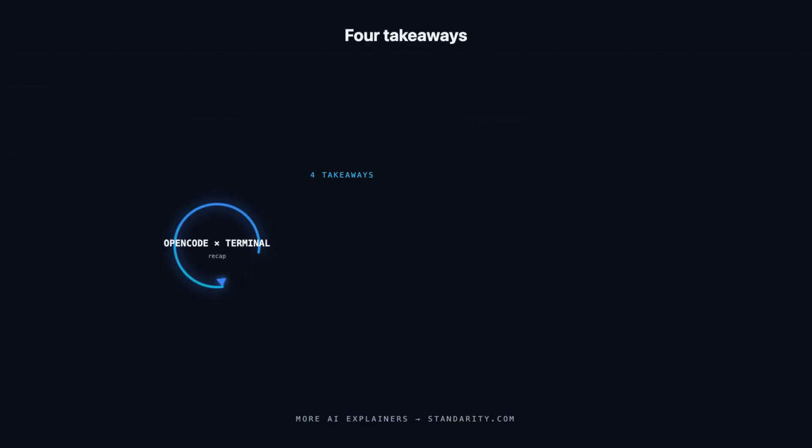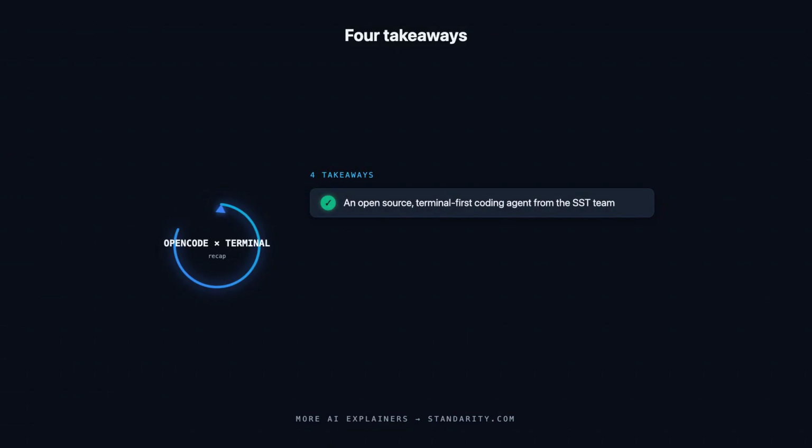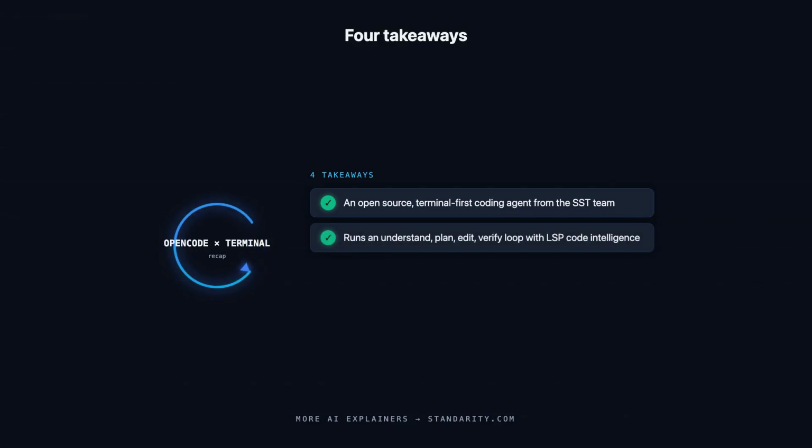Alright, let's lock in what actually matters here. OpenCode is an open-source, terminal-first AI coding agent from the team behind SST, running an understand, plan, edit, then verify loop right inside your shell. Under the hood, it leans on a language server protocol for real code intelligence, and runs commands in your terminal to test and verify its own changes.